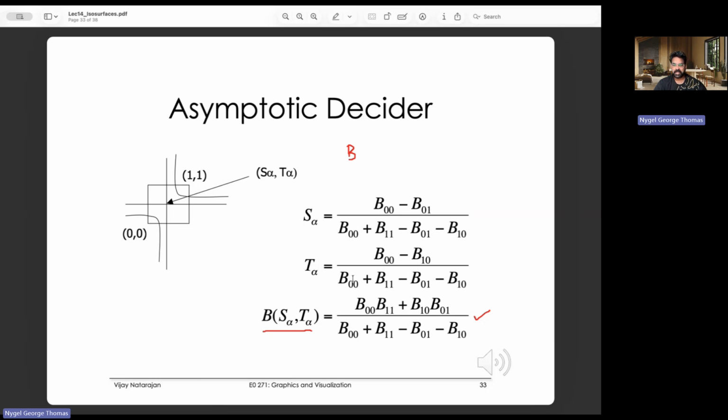Once we have S alpha and T alpha, we substitute the values in the function B of (S alpha, T alpha), which is obtained using the four vertices where we have the bilinear interpolation. So this is how we get S alpha and T alpha. Using this asymptotic decider, we can do away with the ambiguity. Okay, let's stop this.